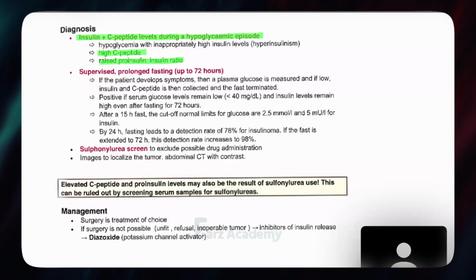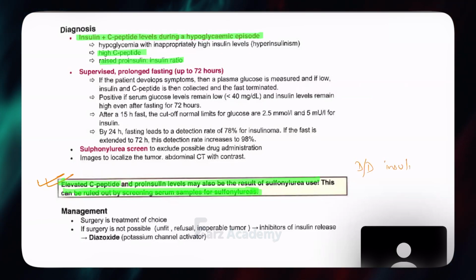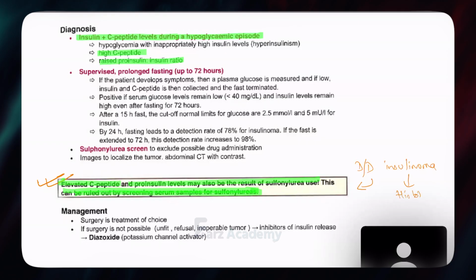And if the C-peptide is low and insulin is high, that means the patient is taking extra insulin. Either the patient is being given an overdose of insulin or they're taking insulin on their own. The main differential diagnosis for insulinoma is sulfonylurea misuse, because similar findings will be there, but either there will be a history or you can check the serum levels of the drug sulfonylurea. That is how you differentiate. So if there is an insulinoma, surgery is the treatment of choice. Otherwise, we can use diazoxide, a potassium channel activator.